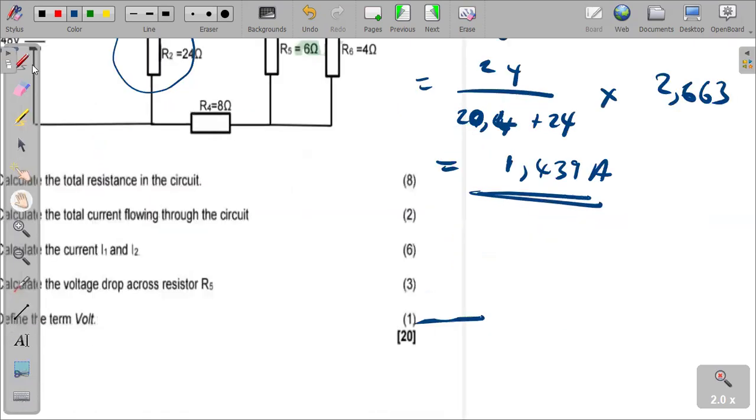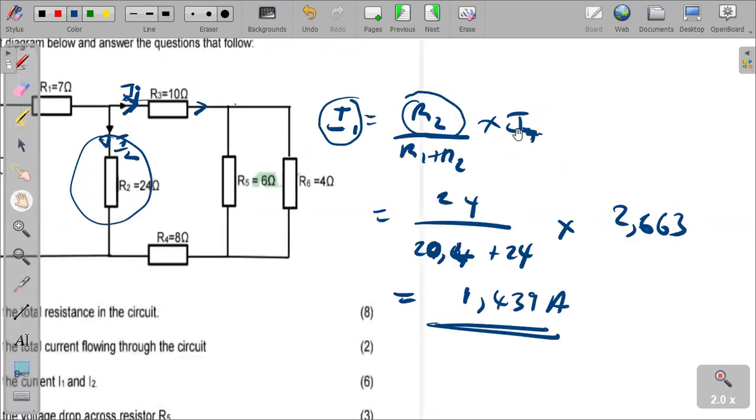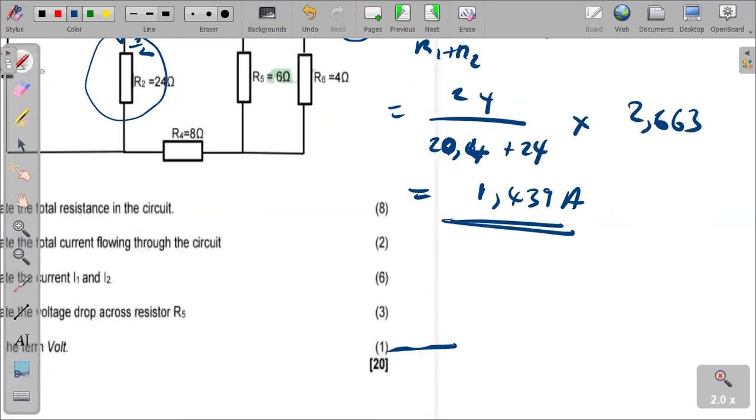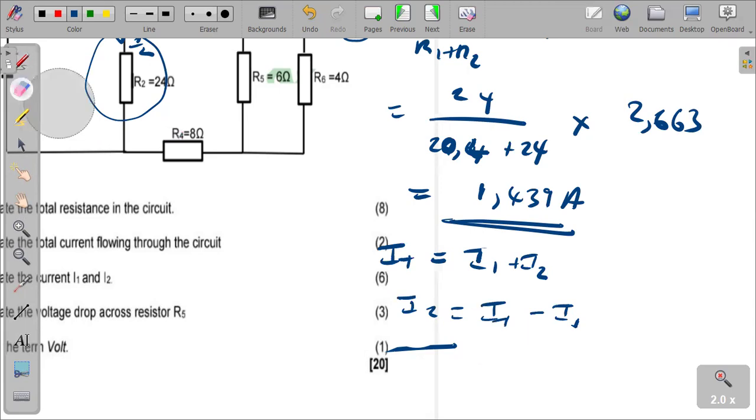For I2, we can still repeat ourselves this time around, saying I2 is equal to R1 over R1 plus R2 multiplied by I total. We are no longer starting with R2, but because we understand Kirchhoff's current law, the first law, we can still say I total, current from the supply, is equal to I1 plus I2. So making I2 the subject, I2 is equal to I total minus I1. You still arrive, right?